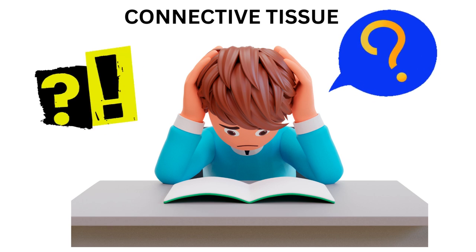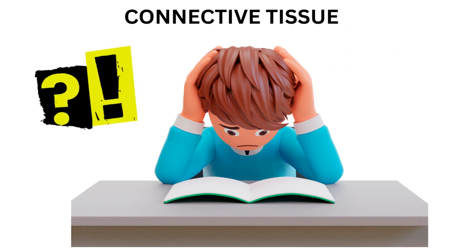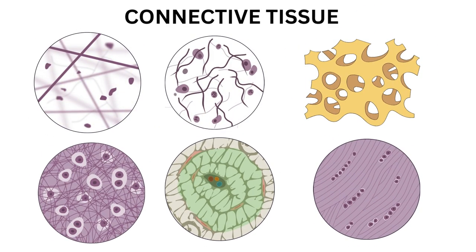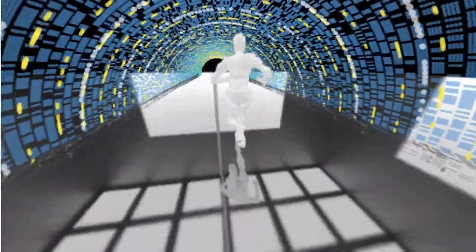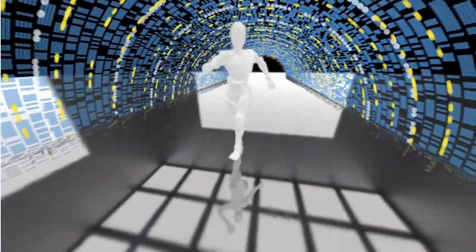Connective tissue is a diverse group of tissues in the body that provide support, structure, and metabolic support to various organs and tissues. Unlike epithelial tissue, which covers surfaces, connective tissue typically binds together and supports tissues and organs, contributing to the body's overall framework.